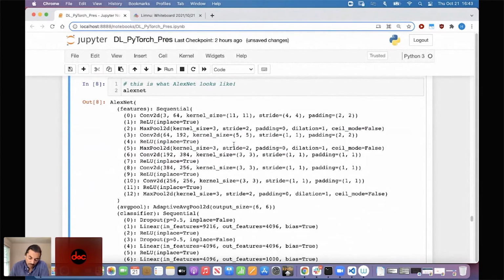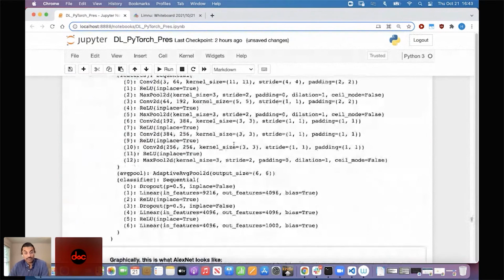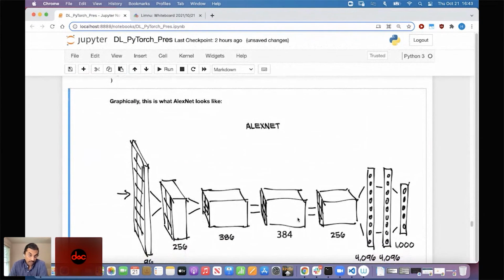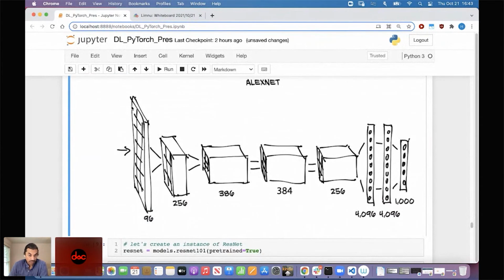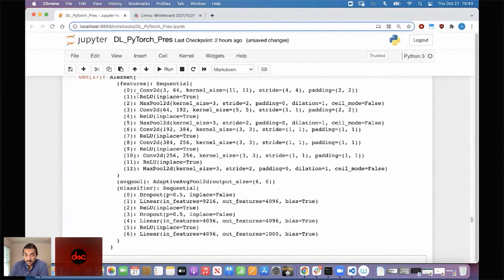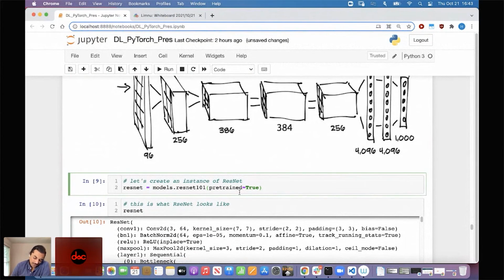And I think the question came up earlier, like, okay, what does AlexNet look like? Or how many layers does it have? And so AlexNet, again, is a very popular model. And here's what it looks like graphically. So you start off with 96 neurons, go to 256, 386. It does all these computations. These are all the different layers of AlexNet. And if you want to see that in text, well, here's what it looks like. I prefer the graphics. Okay, and then let's also look at ResNet too.